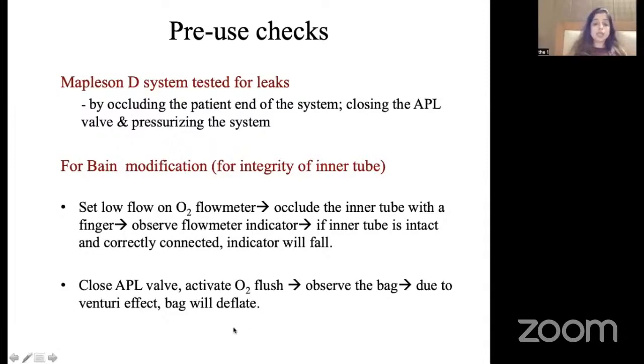The other test which you can do is, you close your APL valve, activate the oxygen flush and observe the bag. Due to the Venturi effect, the bag will deflate if your inner tube is intact.